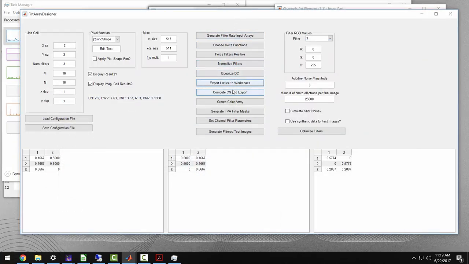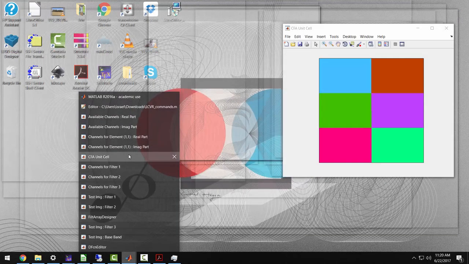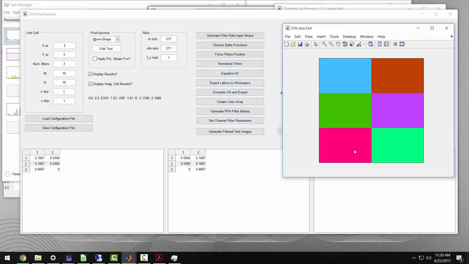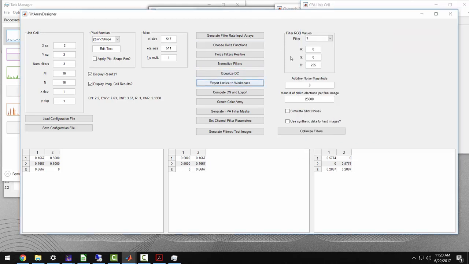I really showed you what compute CN does. It gives you the condition numbers. Create color filter array lets us see what the color filter array would look like to a human. Note that the colors are mixed here, so for this lower left filter, we have 2/3 red, 0 green, and 0.28 blue. Generate FPA filter masks. This button brings up a dialog that's used for the reconstruction.